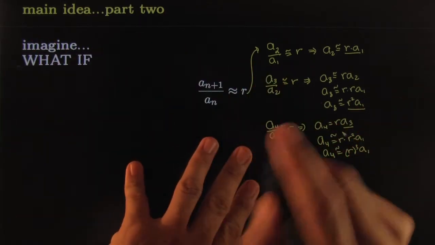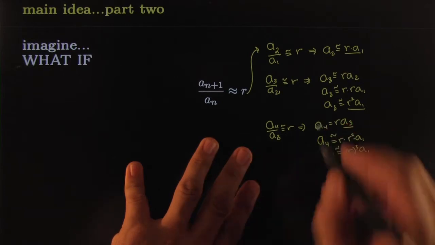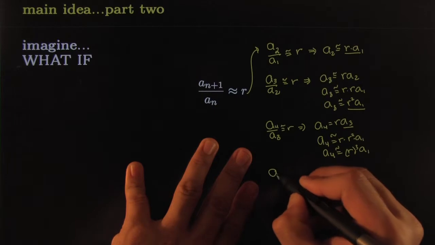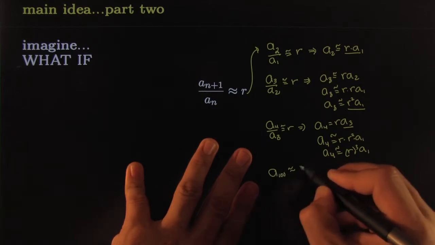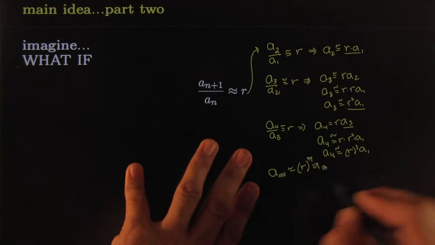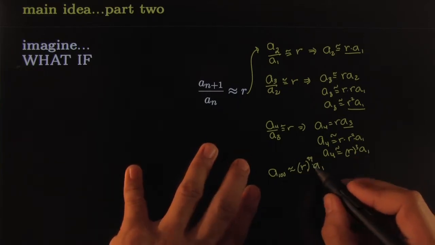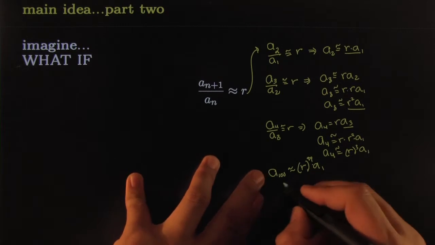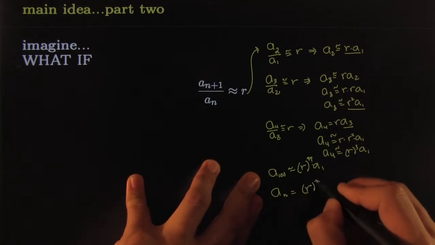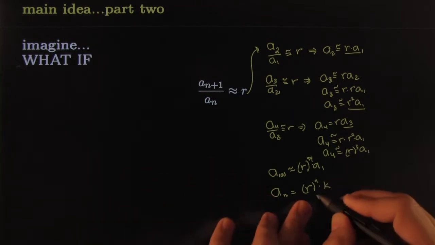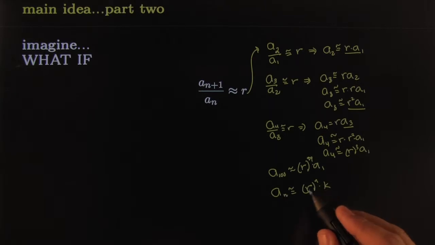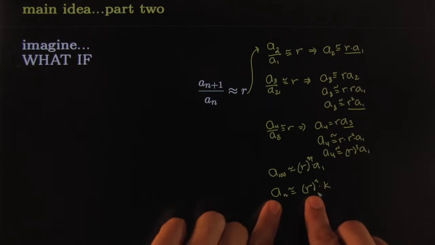But wait, let's not think like an insect. Let's think like a human being. Eventually you'd get to the pattern here and say, well, what is a100 equal to approximately? Well, it would probably be r to the 99th power times a1, more or less, right? In fact, you could always say this: an is approximately equal to a constant times r to the nth power, and of course you're off by a constant, but so what? That right there is golden.